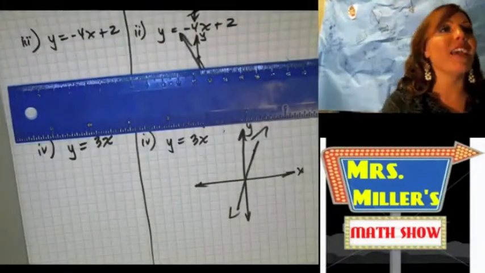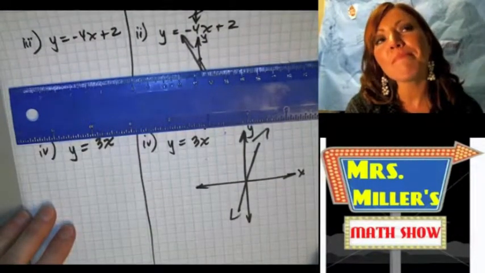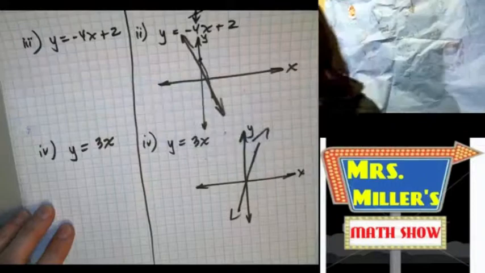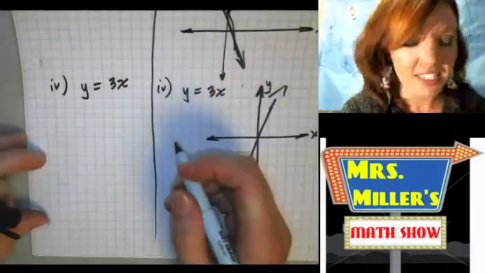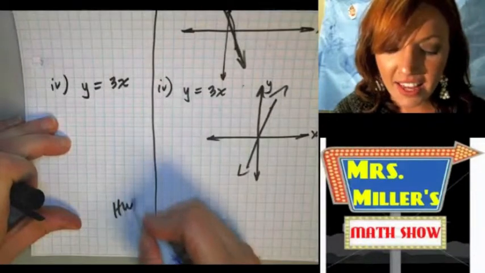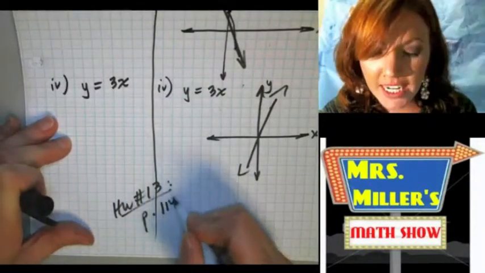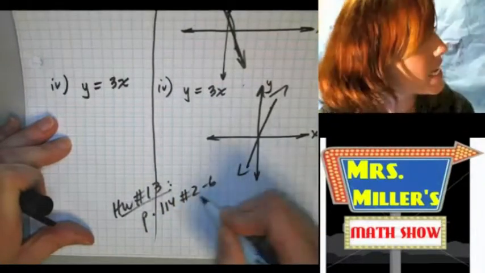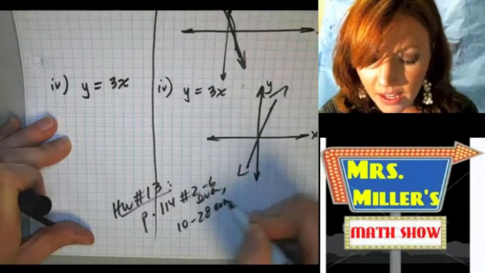Okay, so are there questions on this? Do you guys want to do any more? No? Okay. We have the hang of it, so we're all going to ace this part of our test, correct? Yay. So this is homework 13. Page 114, numbers 2 to 6 even, 10 to 28 even. It is an extra credit day.